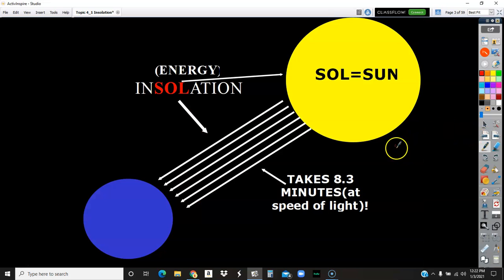The sun, on average, if you recall from astronomy, is 93 million miles away. And so at the rate at which light travels, which is 186,000 miles per second, if you divide that into that 93 million, it takes a little over 8 minutes for insolation to reach us. So sunlight that's coming from the sun takes a little over 8 minutes to reach us.